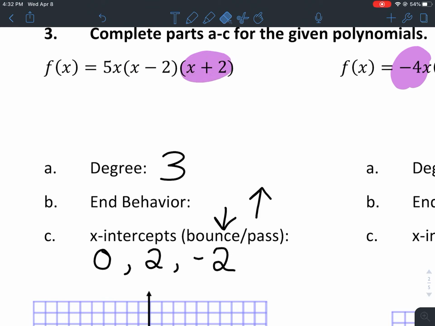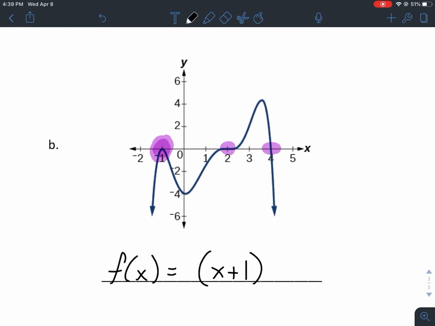I also notice that at this point right here, the graph is definitely not passing through. It's bouncing off of this point. So I need an even exponent with the factor, so I'm going to put a 2 there. And again, that's because it's bouncing at that point, not passing. So now when I look at my next factor, I see it's at 2, so therefore x minus 2 must be the factor. And this one is actually passing through. It goes right through 2, so we don't need to add an exponent because the invisible exponent is 1.